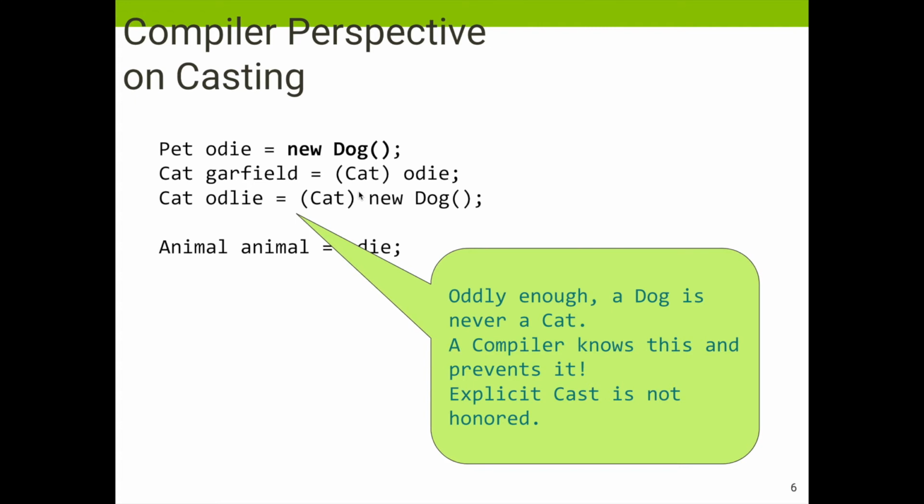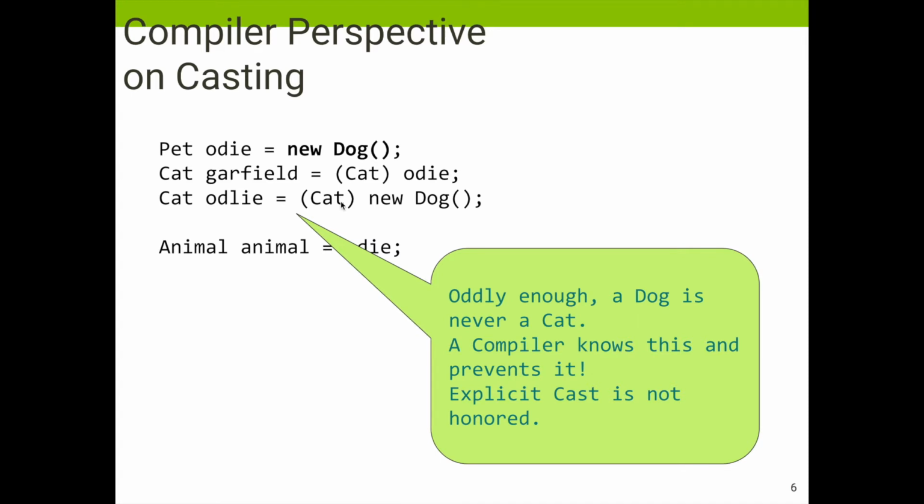Oddly enough, when I try to take this new dog and cast it to a cat and assign it to the cat, that doesn't work, because a dog is never a cat. The compiler says, hey, look, I know you're a dog. You're on the same line. Don't be a dog. I know you're not a cat. I'm not going to stuff you into a cat basket. So that doesn't even work with the compiler. It doesn't work with an implicit cast. It won't work with an explicit cast either. This is an explicit cast.